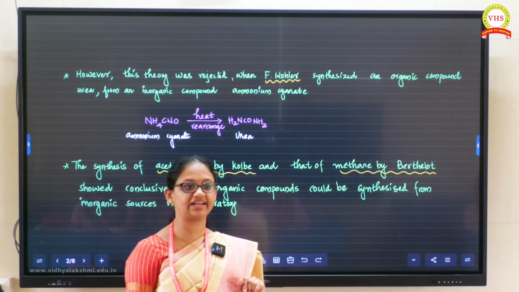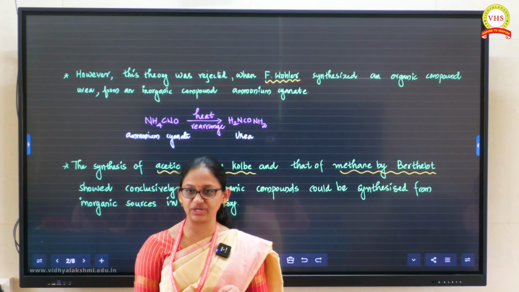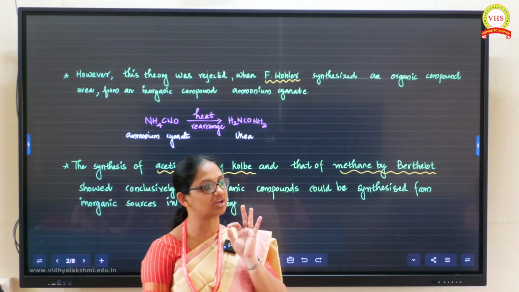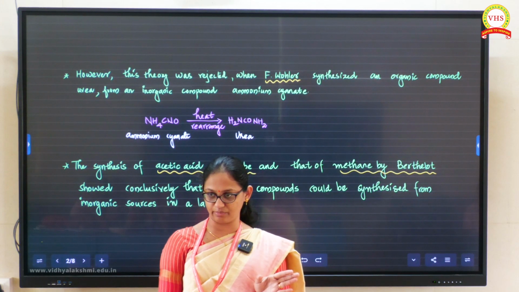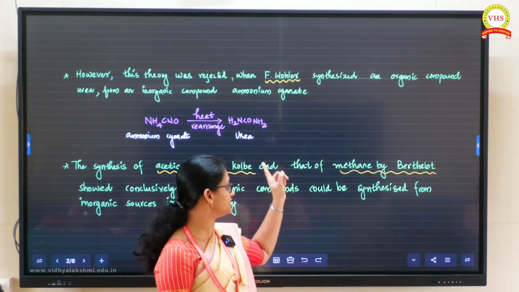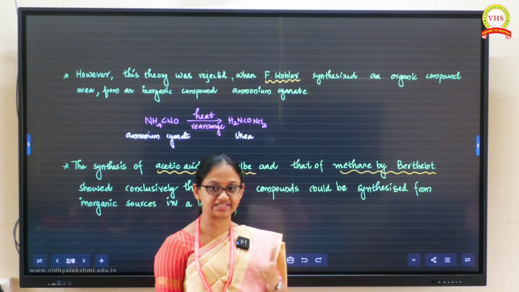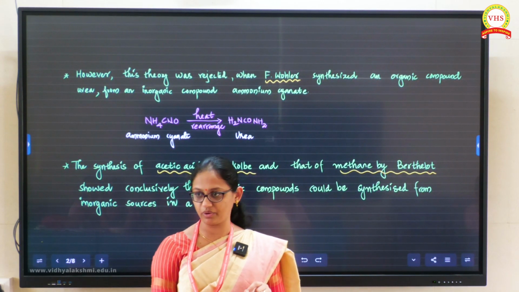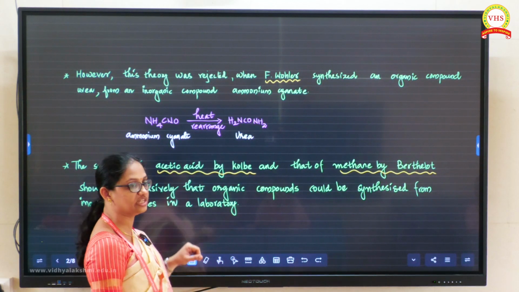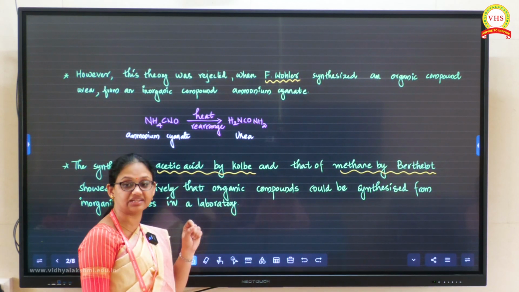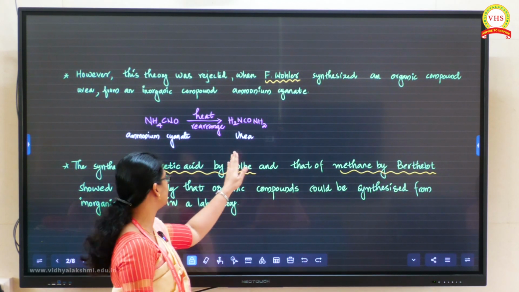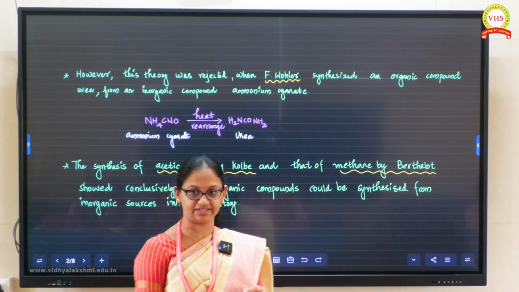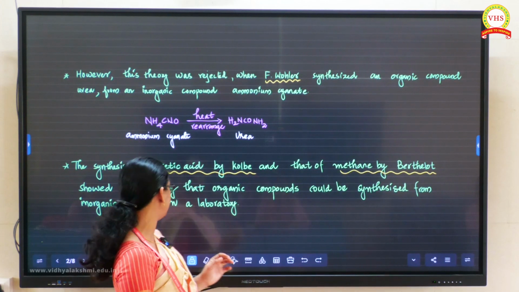It is clear that we can prepare organic compounds in the laboratory. According to vital force theory, we can't prepare organic compounds in the laboratory. But after this discovery, it is clear that we can. An example to support this is F. Wöhler synthesizing an organic compound, urea, from an inorganic compound, ammonium cyanate. Other examples are also there.